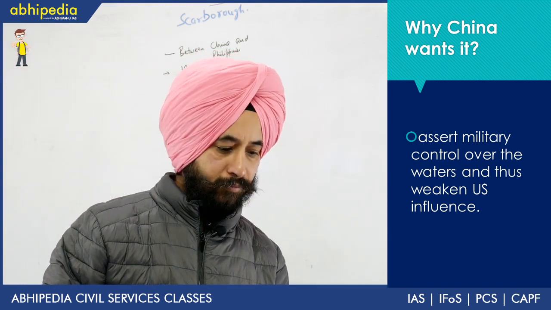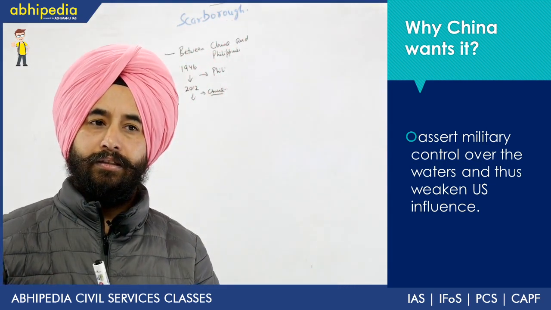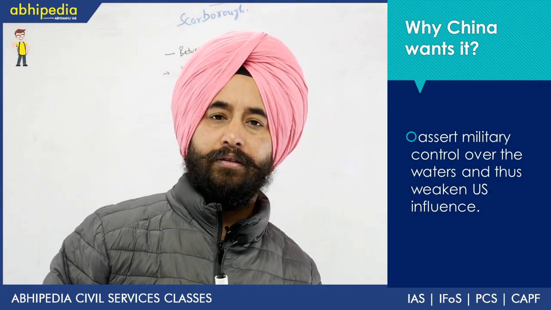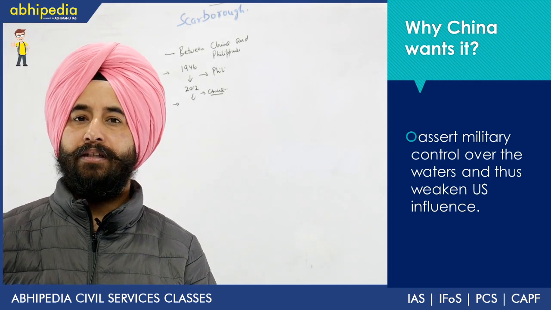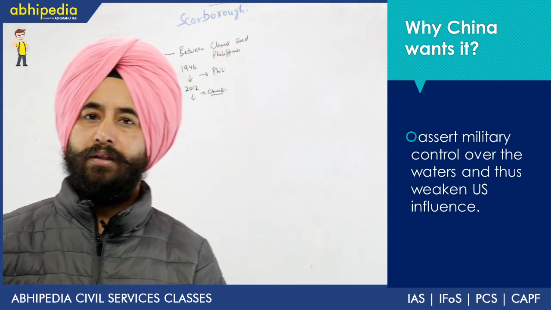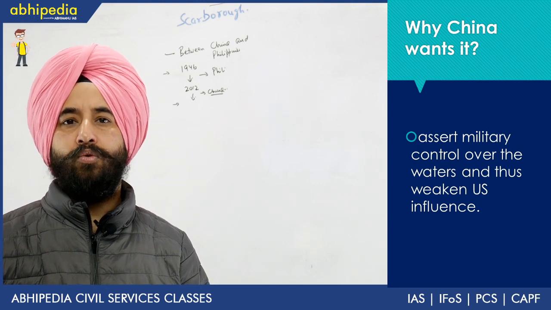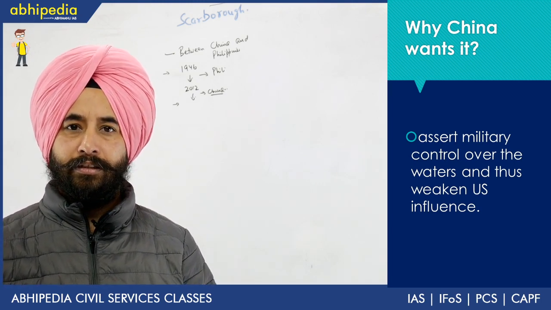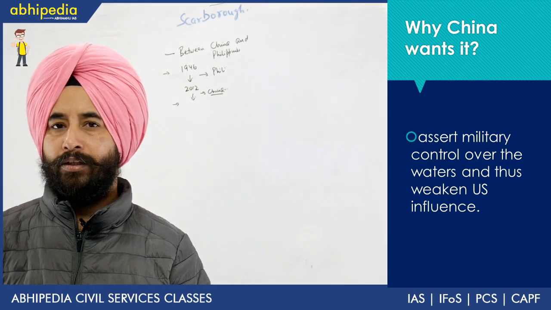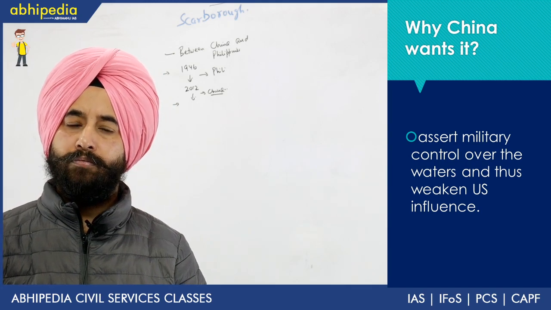Reason being, if it is under the control of some other nation, for example, USA gets full control over this island through Philippines, it means USA is trying to come very close to China. China simply wants to evacuate USA from these oceanic waters. China does not want full control of USA in this portion of the continent. Reason being, China and USA are totally hostile to each other. Their economies are totally different, and China wants to keep USA away from this water.